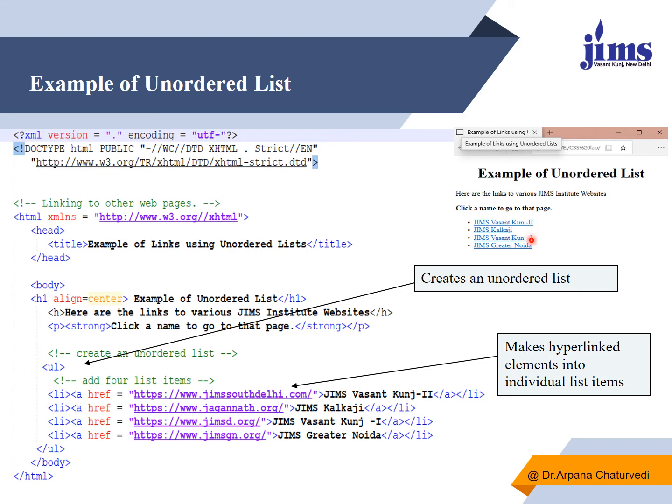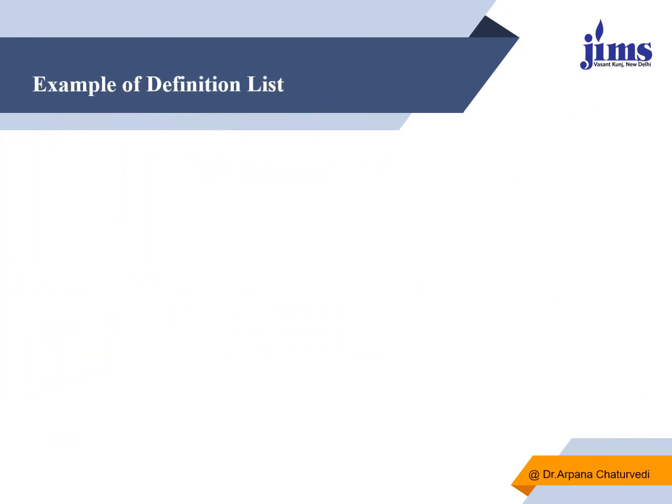I have created the hyperlink with all the list elements. And these are the list elements: GIMS Vasant Kunj, GIMS Kalkaji, GIMS Vasant Kunj 1, and Greater Noida. This is a bullet over here. It's an unordered list which is hyperlinked.